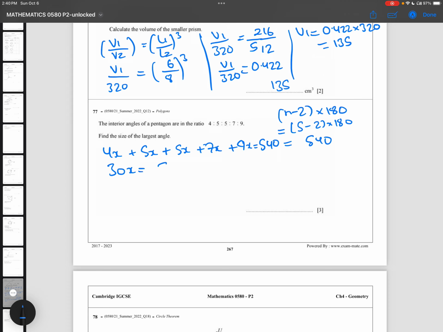30x is equal to 540. So 30 is being multiplied over here. When I shift it to the right side, it will be divided. Now the 0 gets cancelled with 0. 54 upon 3 is 18. X is equal to 18. We need to find the largest angle, and the largest angle is 9x. So 9x will be equal to 9 into 18, and this will be equal to 162. This is our required answer.